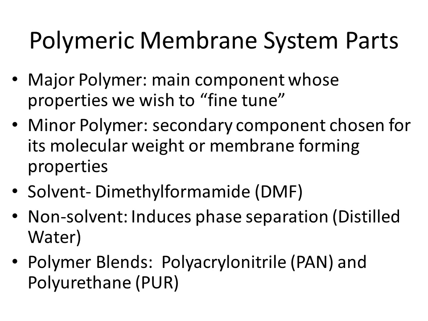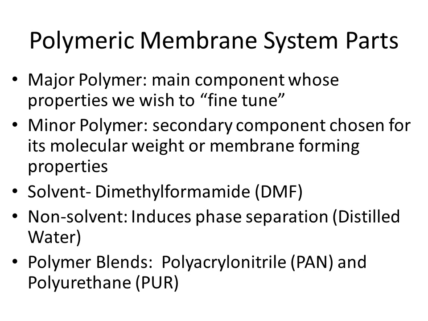So to go over some of the main parts that they will have in their paper, just real quick, polymeric membrane system parts. Their major polymer is the main polymer component whose properties we wish to fine-tune by adjusting other parameters. Minor polymer is a secondary component chosen for its molecular weight or membrane-forming properties. In this paper, the solvent they use that you'll see on the phase charts is dimethylformamide, otherwise known as DMF. It's a pretty common solvent.